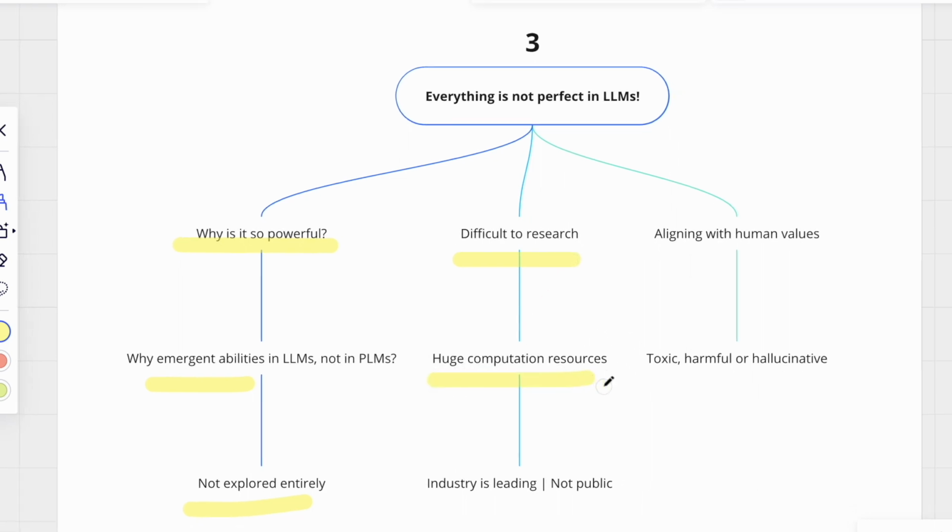Also, this field, LLMs, is not easy to research because it requires huge computation resources. We have billions of parameters and huge datasets. Therefore, we need a lot of computational resources. For small companies and small teams, it's not very applicable. And also, due to these requirements, the industry is leading this field. We have some open source studies, but not all studies are publicly available.